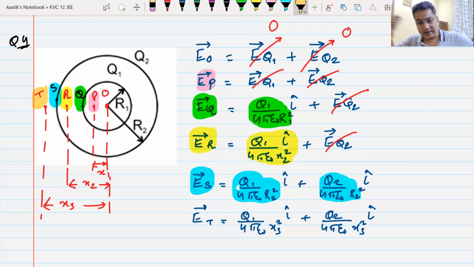Point T is outside both of them. So both of them are going to create fields, and those fields are going to be fields created by a point charge. Everyone knows this. Yes or no? Yes, sir. So that was this question. It was as simple as it gets. Noted this down? Noting, sir.